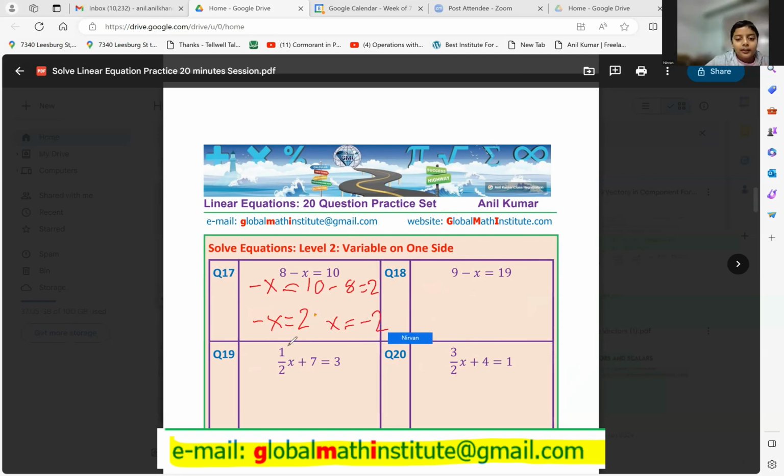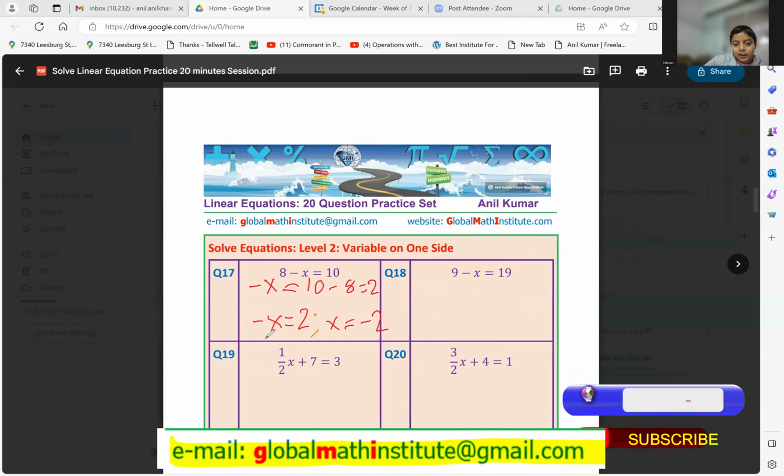X equals minus 2. Very good. And remember, you can have negative ones. Minus and minus is plus. Yes, so 8 minus minus 2 will be 8 plus 2, because the minus and the minus make a plus. Good job.